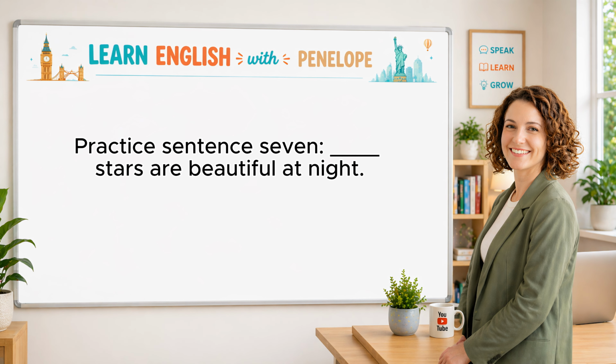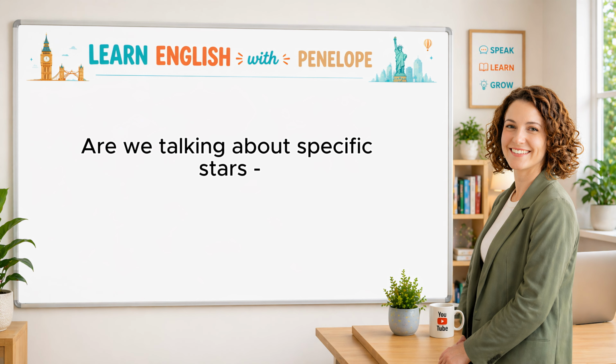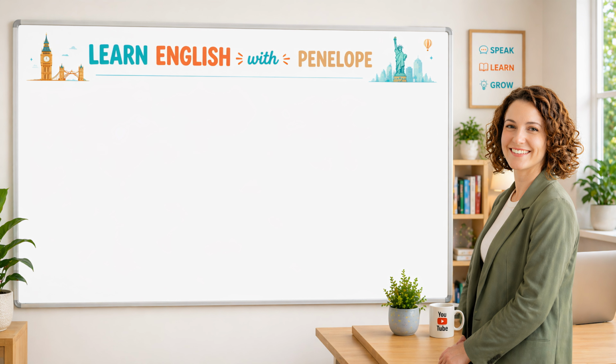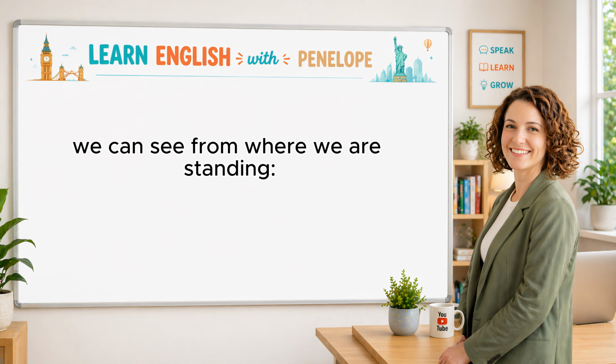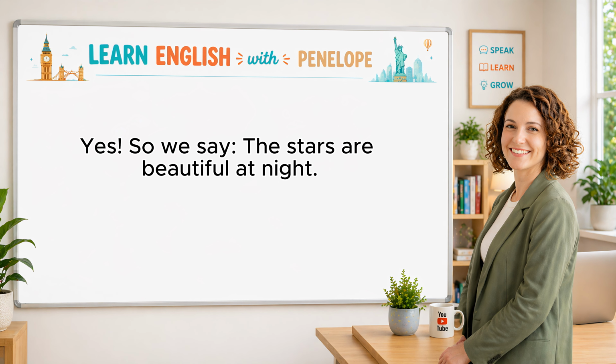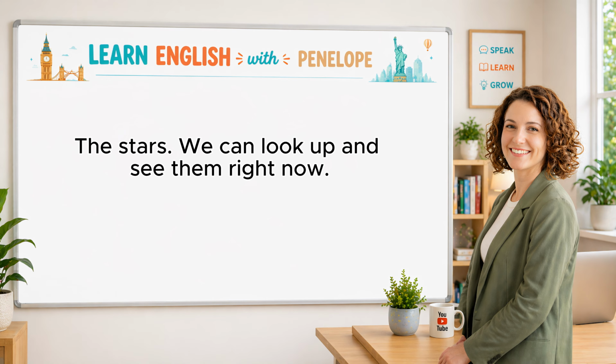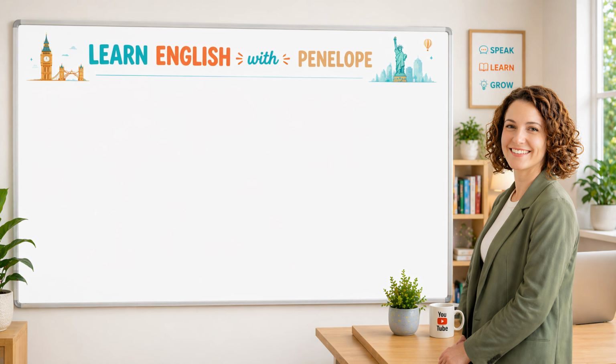Practice sentence 7. Blank stars are beautiful at night. Are we talking about specific stars? A particular group of stars we can see from where we are standing? Yes, so we say, the stars are beautiful at night. The stars. We can look up and see them right now.